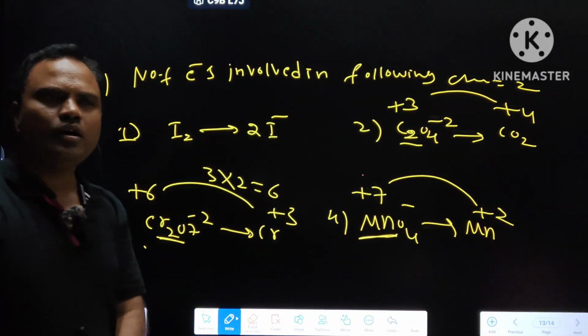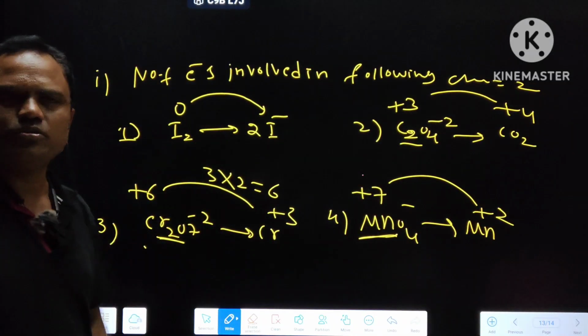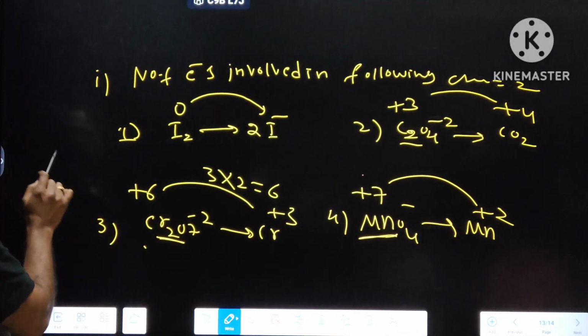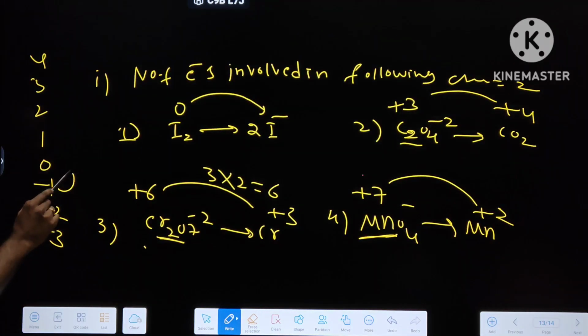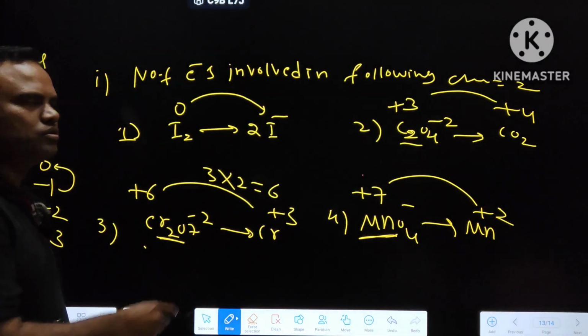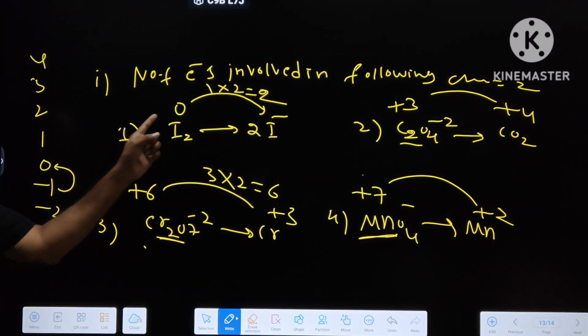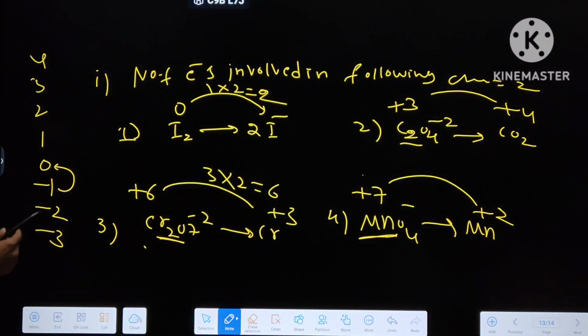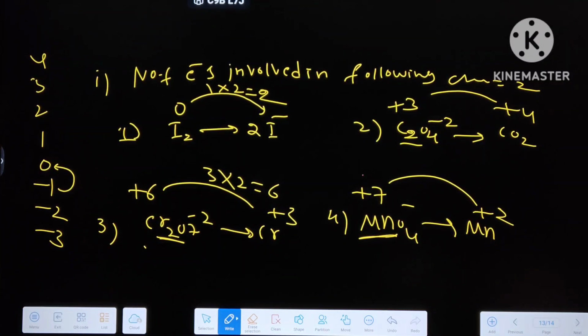Here iodine. Iodine oxidation state 0. Here -1. You tell me 0 to -1 means how much change? Do like this, -1, -2, 1, 2. When you get negative values, this is the best technique. -1 to 0, how many units are you changing? 1. So 1, but subscript is 2. 1 into 2. Okay. 0 to -1, what is the change? Write like this, -1 to 0. This is 1 unit only, but subscript is 2.